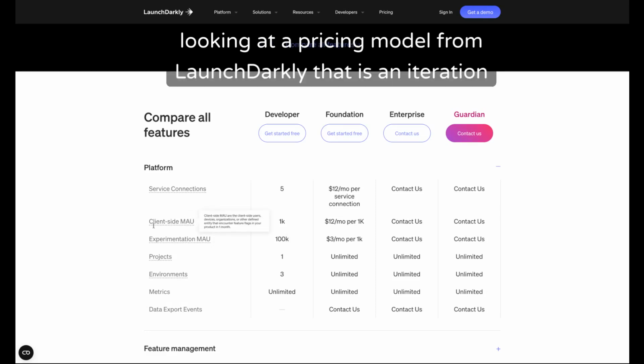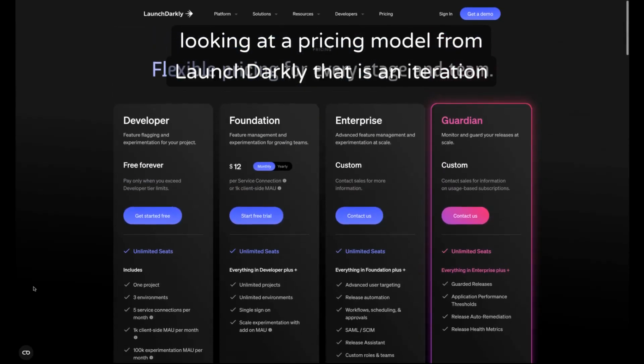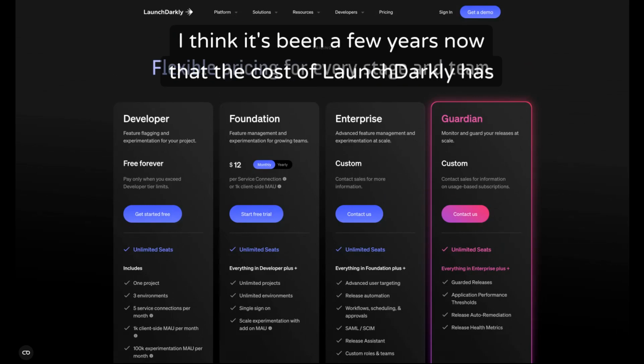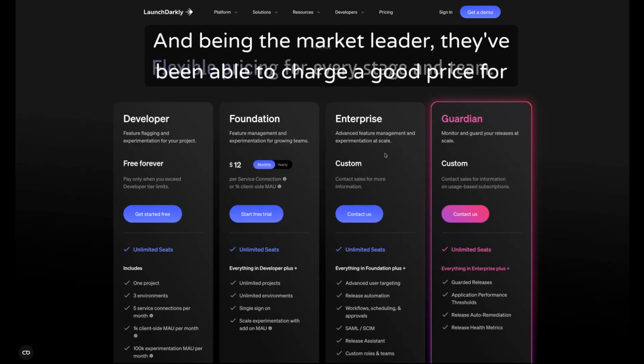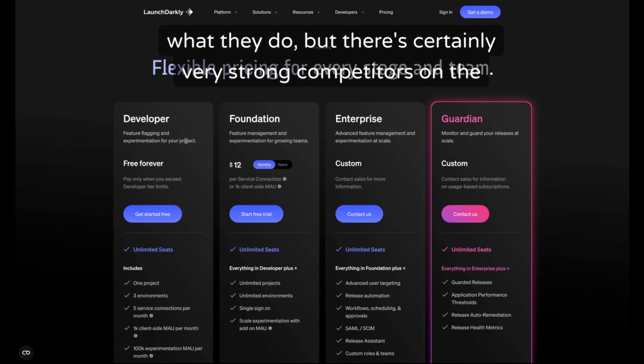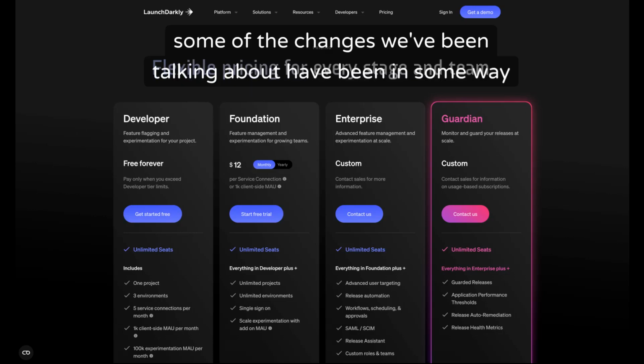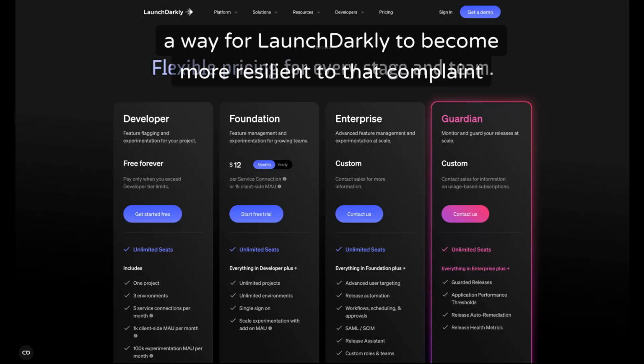I do think we're looking at a pricing model from LaunchDarkly that is an iteration from some of the price pressure they've gotten from other players. I think it's been a few years now that the cost of LaunchDarkly has been a topic of conversation, right? And being the market leader, they've been able to charge a good price for what they do, but there are certainly very strong competitors on the market now who are price competitive. And I think some of the changes we've been talking about have been a way for LaunchDarkly to become more resilient to that complaint that people have.